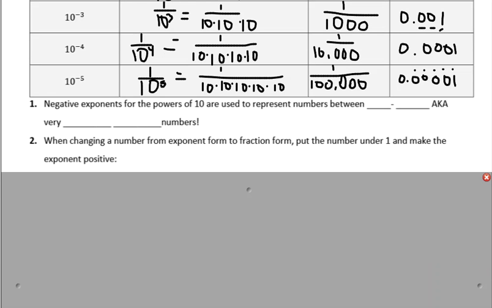Now if this still is a little unclear, I have a few more hints if you want to use them. So number 1 says negative exponents for the powers of 10. Okay, so negative exponents right here are used to represent numbers between 0 and 1. We talked about this last class. We said that those numbers between 0 and 1 are decimals. Okay, so that means that they're very small numbers, but they're positive. Just because it has a negative exponent does not mean it's a negative number.